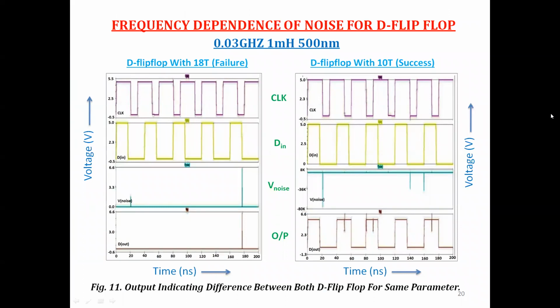Here we show the waveform of 1 millihenry package inductance at 0.03 GHz operating frequency for 500 nanometer technology. And here we also show the waveform comparing the 18T CMOS D flip-flop with the 10T CMOS D flip-flop. As per the result, we see the output of the 10T CMOS D flip-flop indicates success due to using fewer transistors. But in the case of the 18T CMOS D flip-flop, the output indicates logical failure due to using more transistors.